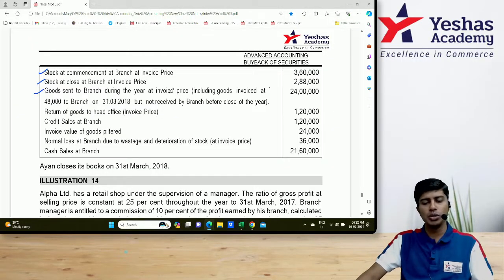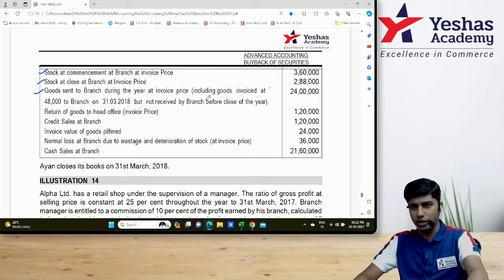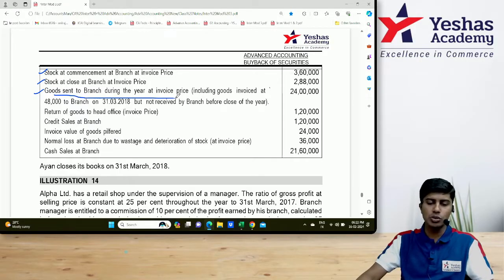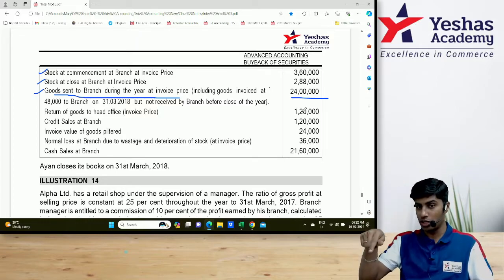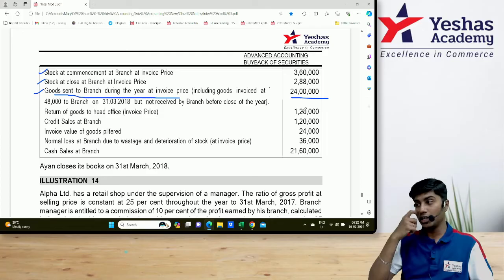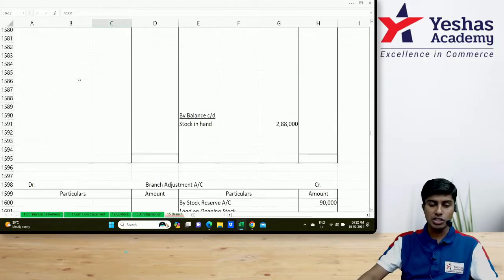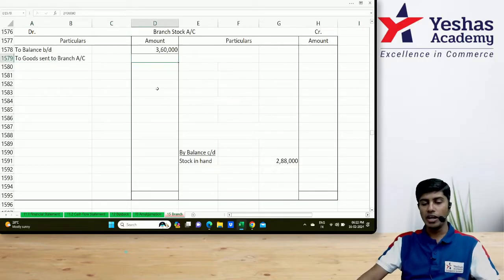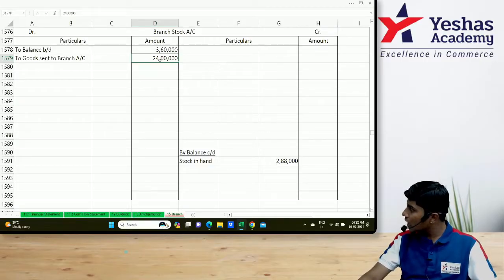Goods sent to branch during the year at invoice price. There is some data given about goods in transit. Don't worry about that. For now, just read what is there before the bracket. Goods sent to branch during the year at invoice price, 24 lakh. When the goods are sent under the debtors method, the entry was branch to goods sent to branch. Under the stock debtors method, the entry is branch stock account debit to goods sent to branch. In branch stock account, I'll write on the debit to goods sent to branch. How much is sent? 24 lakh. I'll write 24 lakh in the amount column. This is at invoice price.